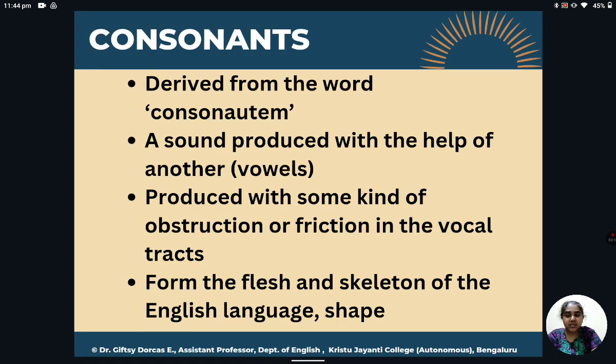The term consonant is derived from the word consonantium, and it means a sound produced with the help of another. Usually it is distinguished from vowel sounds, and it's produced with some kind of obstruction or friction in the vocal tract, and there's also an airstream mechanism involved when these sounds are produced. They are described as the flesh and the skeleton of the English language. So they give shape to the English language.